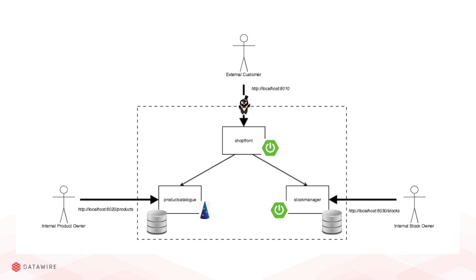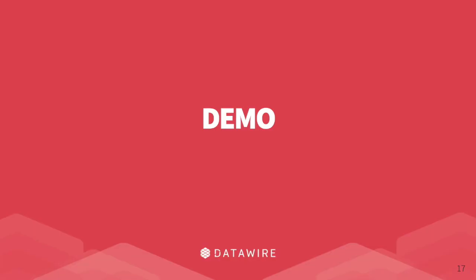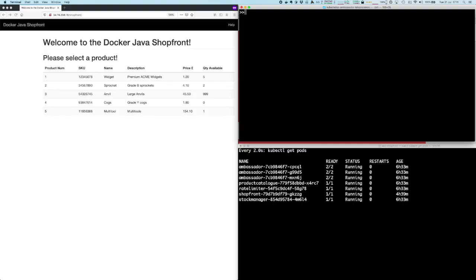We are going to simulate an external customer calling in via the ingress to Kubernetes to the shopfront. The shopfront will then call out to product catalog and stock manager and return the data to the external customer. We are going to swap out the shopfront using Telepresence, and we're going to be able to inspect the traffic that's coming into our cluster and going on to the other services. Let's go to a demo. I think a demo always makes Telepresence so much clearer. If I just drop back to my desktop now, you can see I've already got a Kubernetes cluster running.